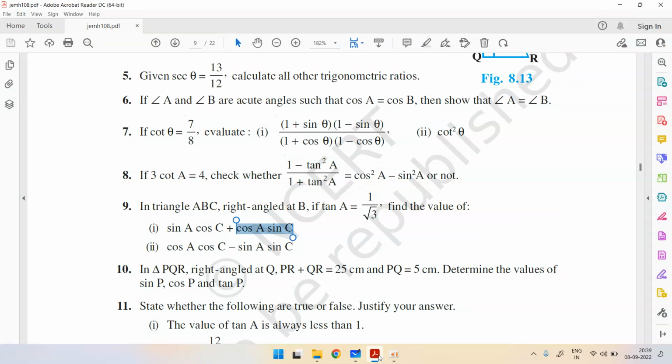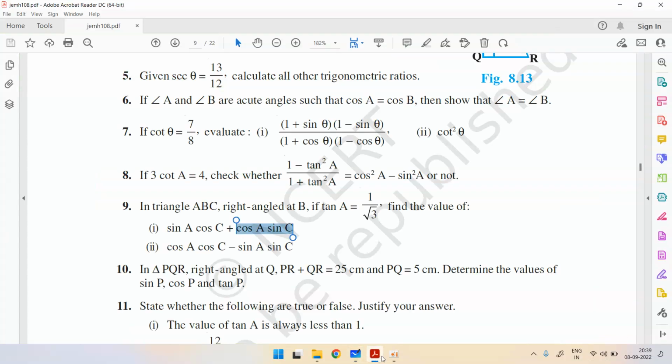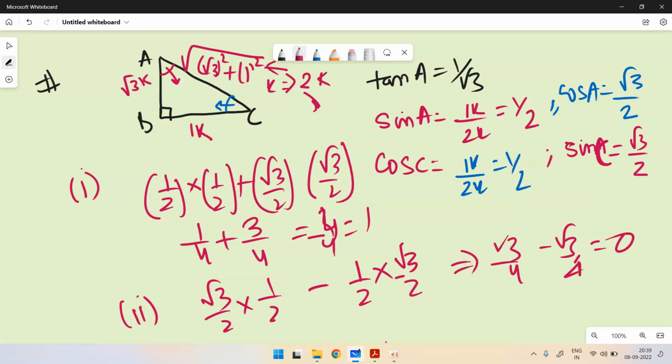The second is cos A cos C minus sine A sine C. Cos A is root 3 by 2, cos C is half, and this is minus sine A sine C. Sine A is half and sine C is root 3 by 2. So this is root 3 by 4 minus root 3 by 4, which is nothing but 0. So the first answer is 1 and the second answer is 0. This was question number 9. Now next is question number 10.